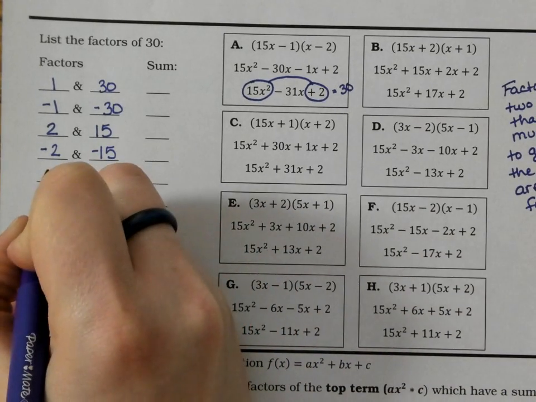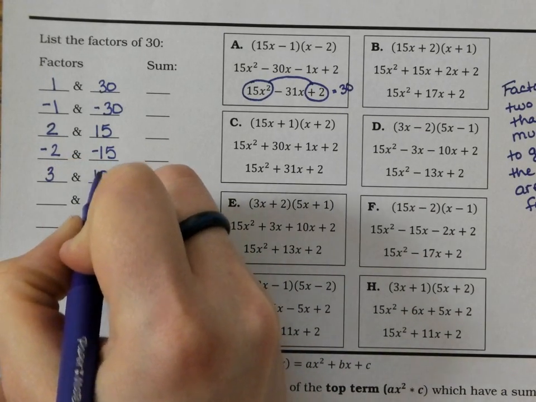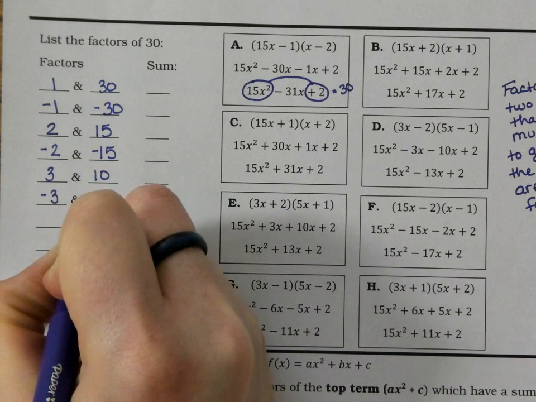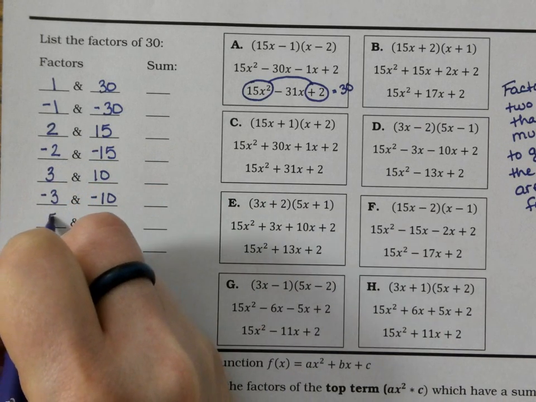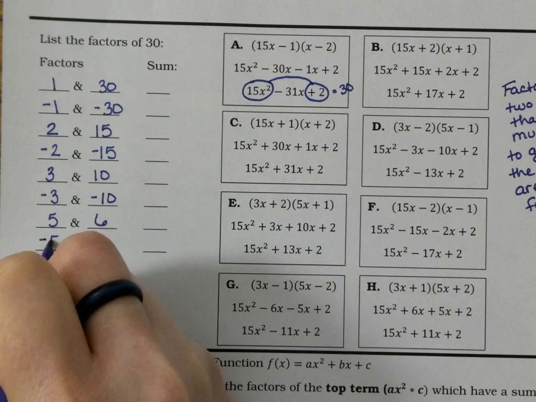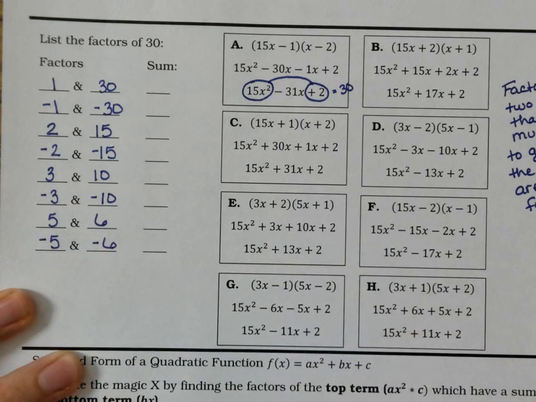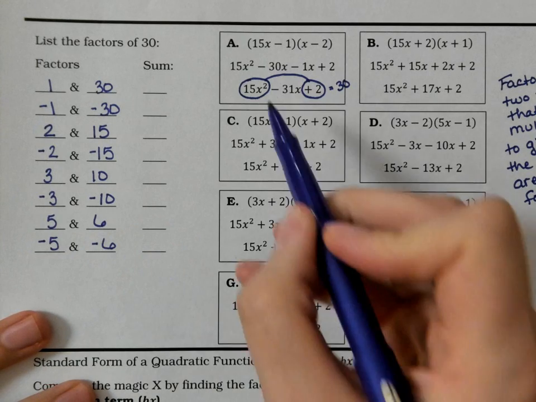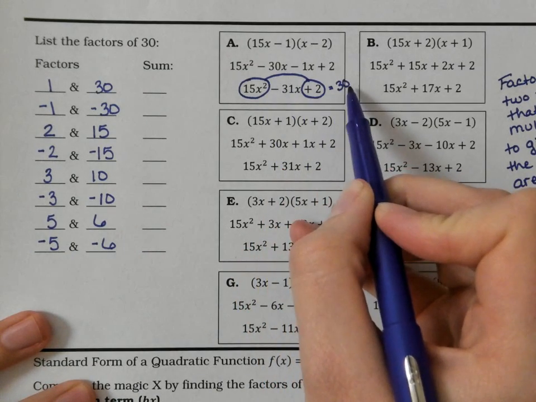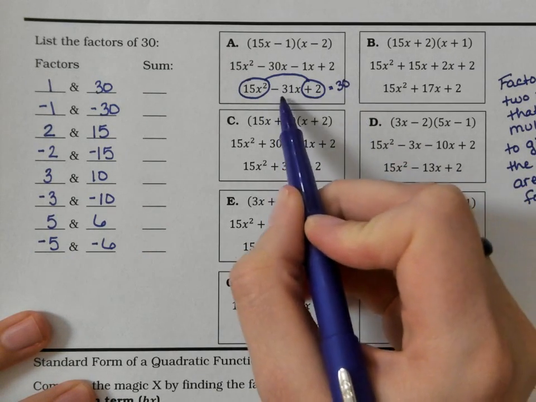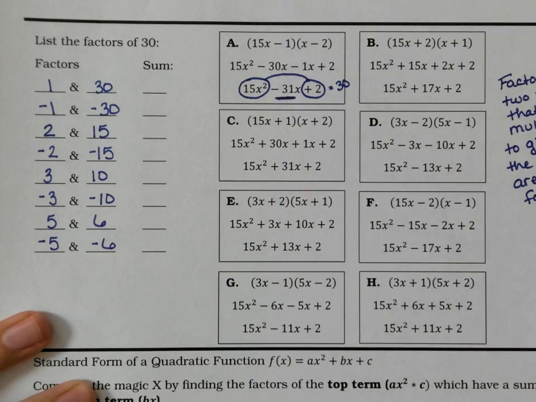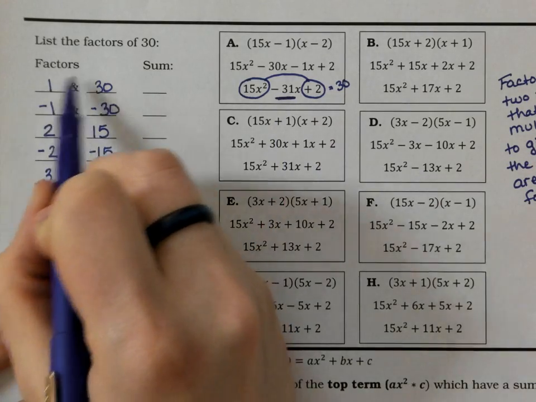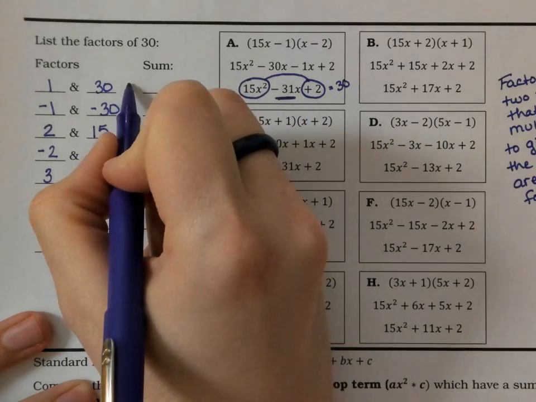Okay, so let's write down what we found. 3 and 10, -3, -10, 5 and 6, -5, -6. Okay, so those are my factors of 30. Now, that's what we multiplied to. How do we get this middle term? The middle term is taking your factors and adding them.